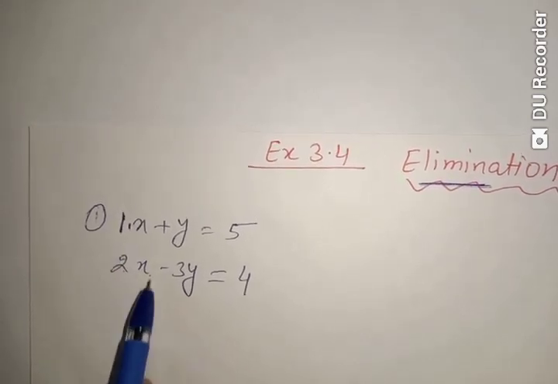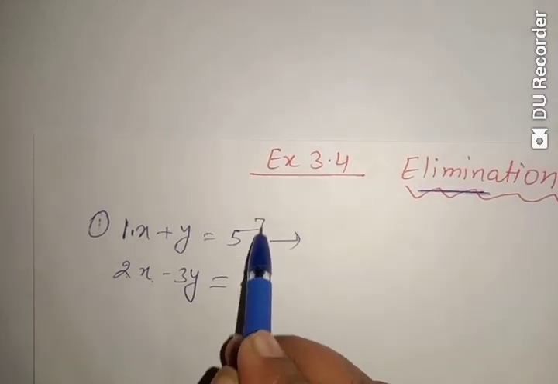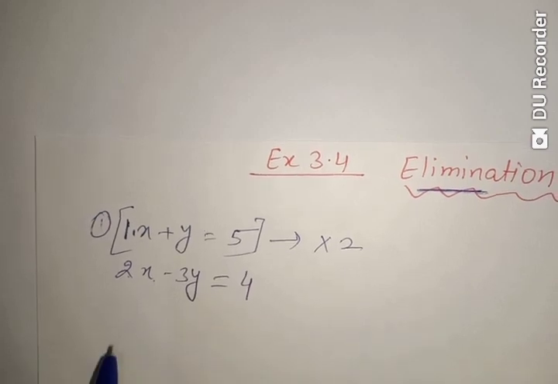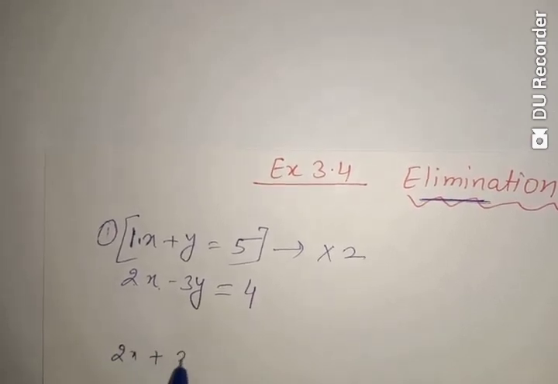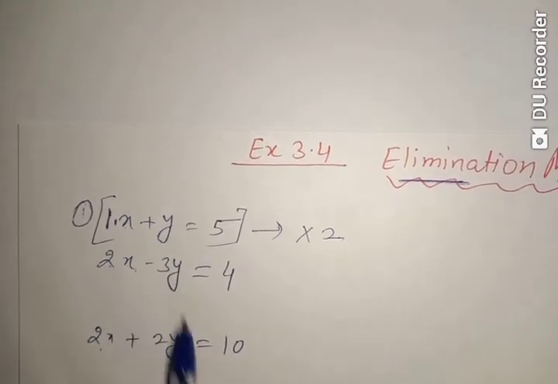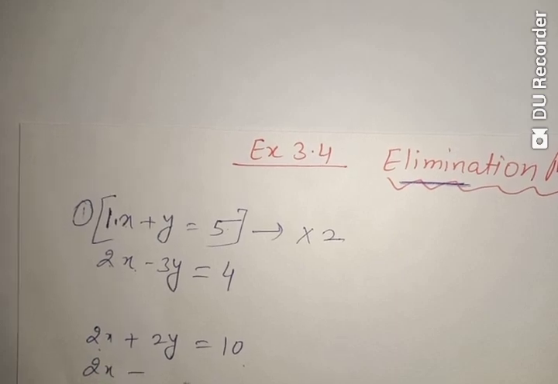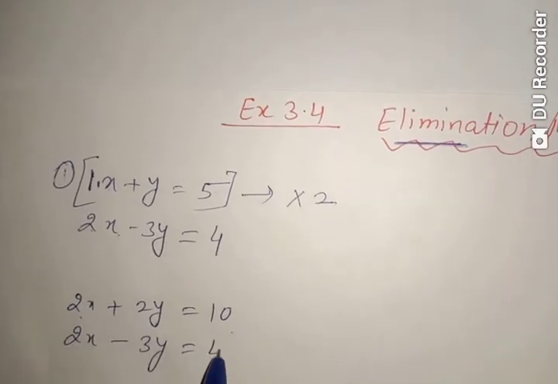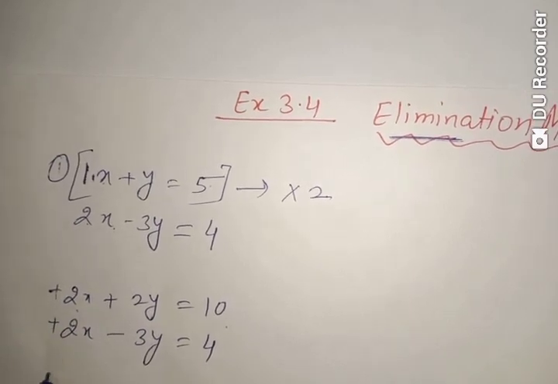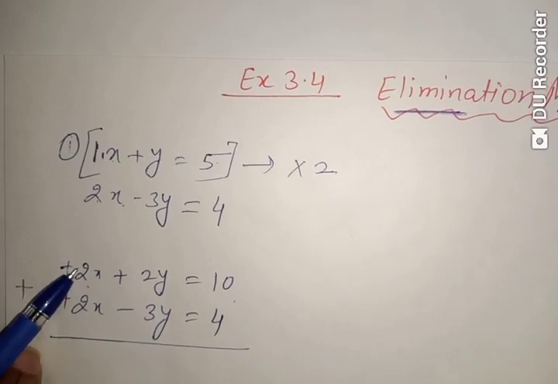If I want to eliminate this x, I need to multiply this whole equation by 2. So this equation will become 2x plus 2y equals 10. 2 ones are 2, 2 ones are 2, 2 fives are 10. And this equation will remain as it is. Because they both have the same sign, plus and plus, if I add these two equations, I will get 4x.